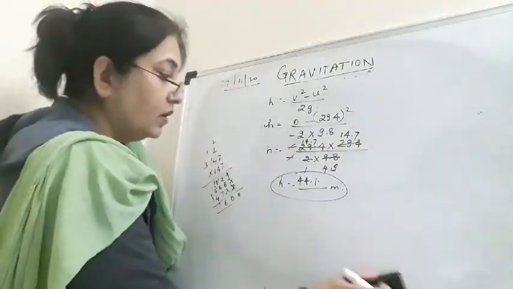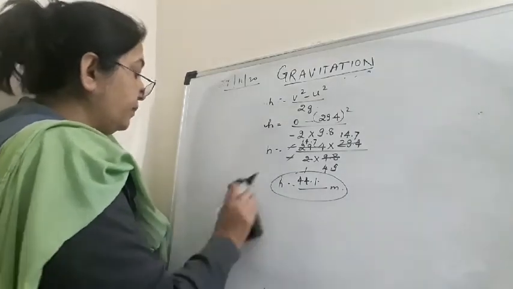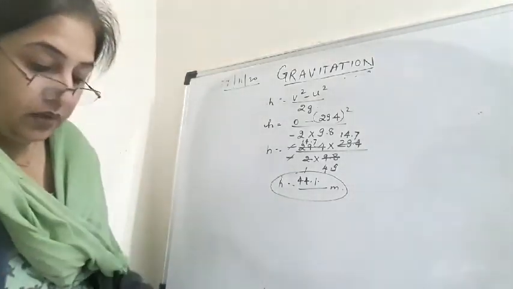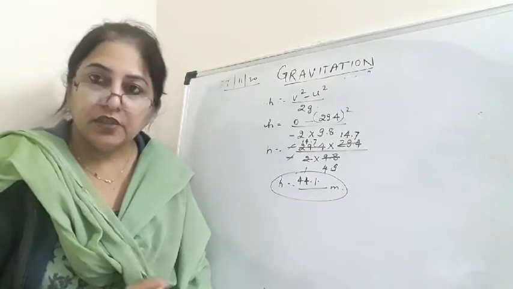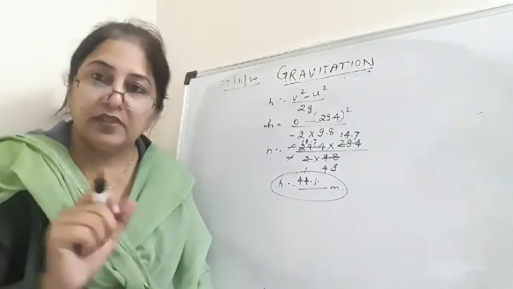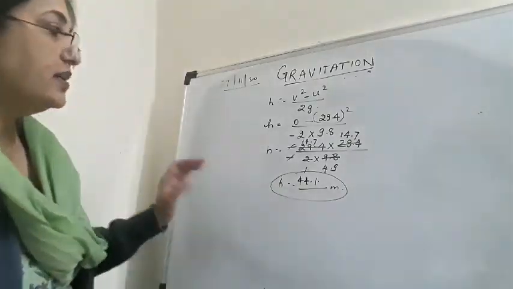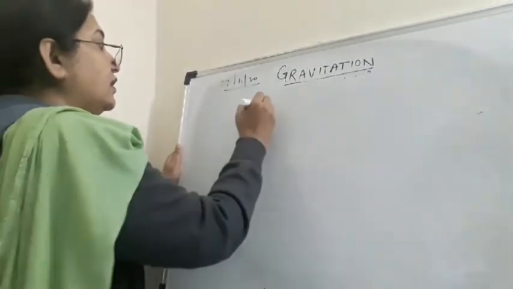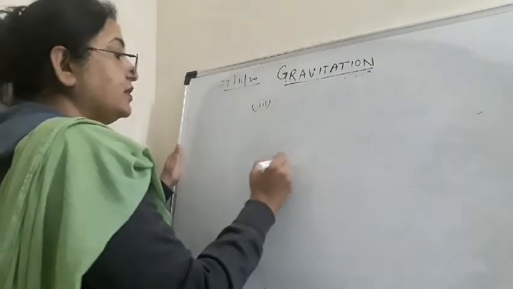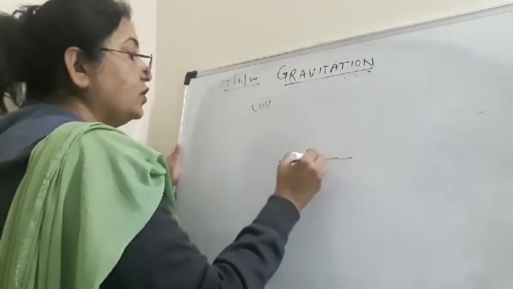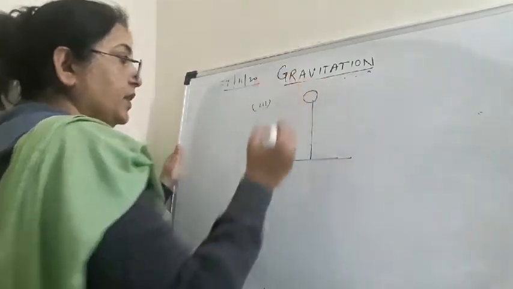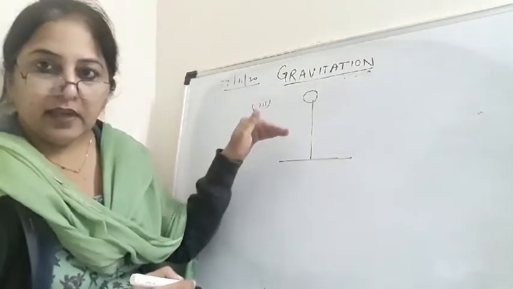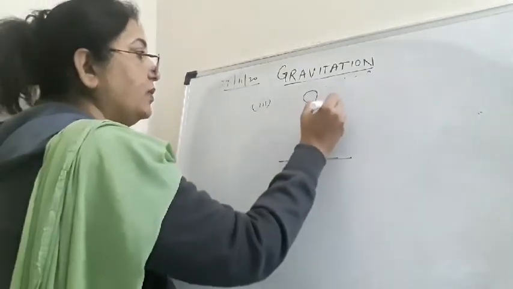Now coming to the third part. They are asking what will be the position of the ball after 4 seconds. Now see, you have to understand this, it has to be clear to you. Third part. You know that the ball is going up, right? The time it is taking to go up is how many seconds?